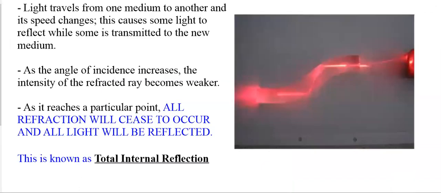So I'm talking about something called total internal reflection. So total internal reflection happens when you are traveling in a very dense medium. So here's a laser, and this laser is directed into this one side here of this heavy plastic.